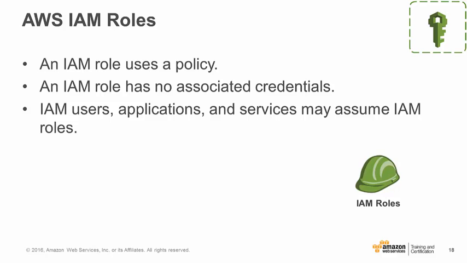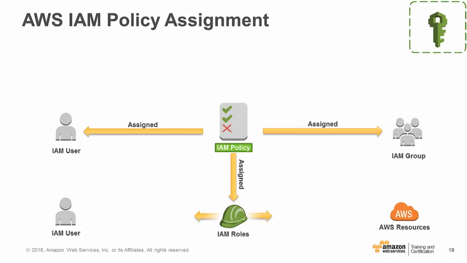An IAM role is similar to a user in that it is an AWS identity with permission policies that determine what the identity can and cannot do in AWS. A role does not have any credentials, password, or access keys associated with it. Instead, if a user is assigned to a role, access keys are created dynamically and provided to that user.